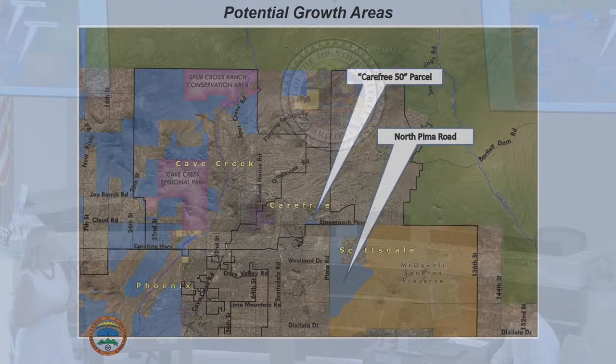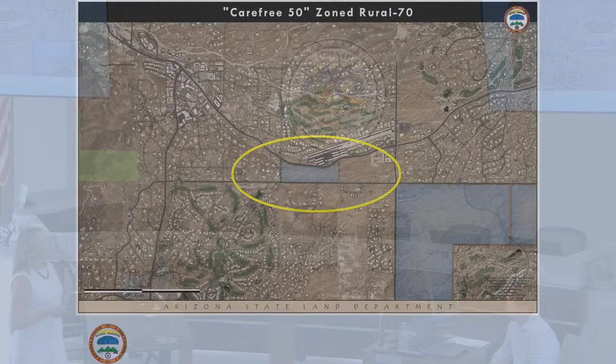Potential growth areas we're looking at as an agency are really developer motivated and initiated. The Carefree 50 parcel did have an active application on it about 2 years ago. And then we have some interest in the North Pima Road land in Scottsdale. So let's talk about the Carefree 50.